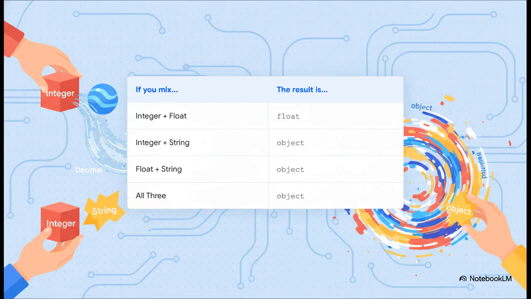If you mix integers and floats, well, to keep all that decimal precision, everything gets promoted or upcast to a float. But here's the big one to watch out for. The second you add a single string into the mix, Pandas is forced to upcast the entire series to the most general type it has, object. It keeps the data technically homogeneous, but it can definitely make your code less efficient.